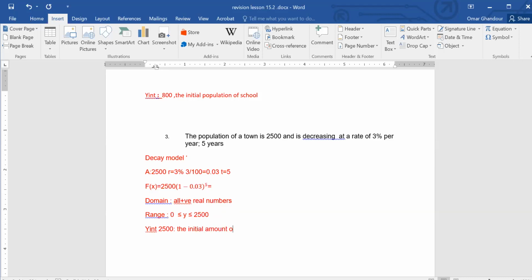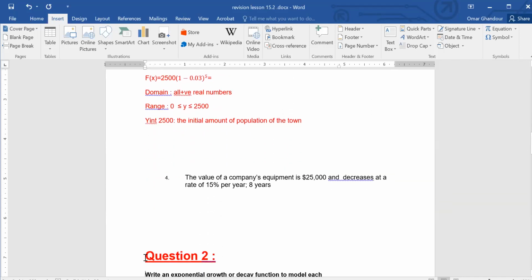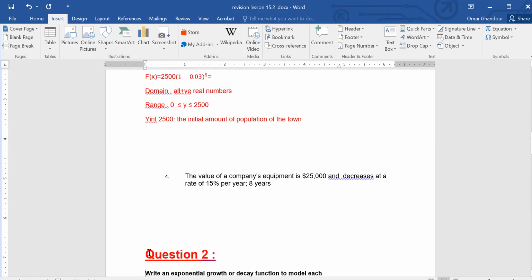amount of persons, or population of the town. Okay, very good. Now I'm going to leave question 4 for you. Try to do it and send me the answer. It is in the same way, so you are going to be doing it in the same way.